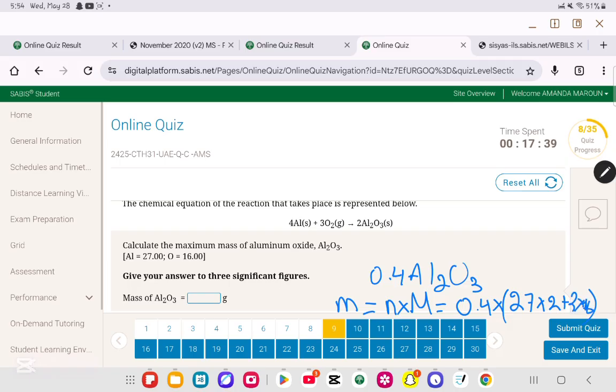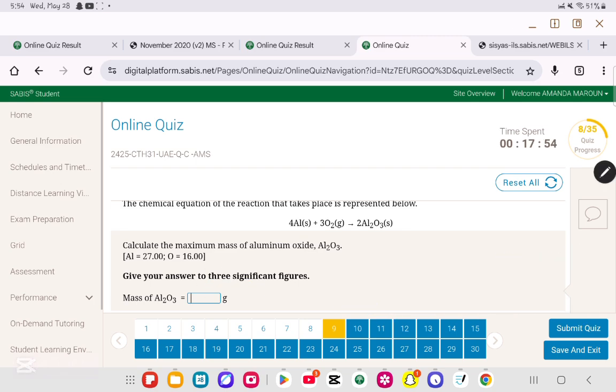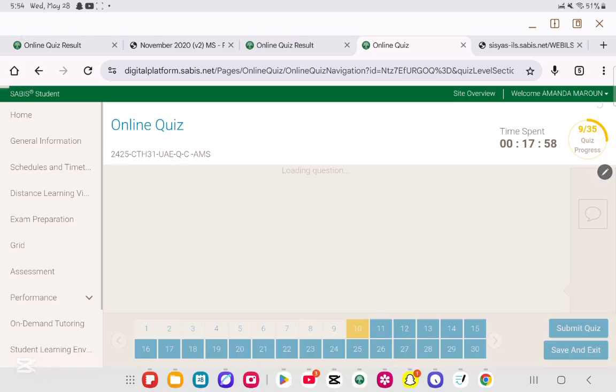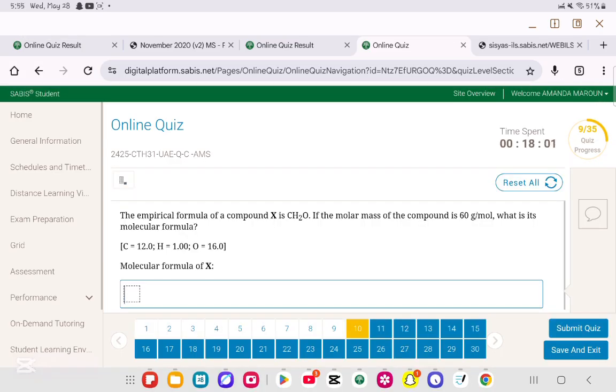Put it on the calculator, so 0.4 times. Do not forget to put the brackets. 27 times 2 plus 3 times 16. You will get an answer of 40.8 to 3 significant figures. So perfect, our answer is 40.8 to 3 significant figures. Move on to question number 10.